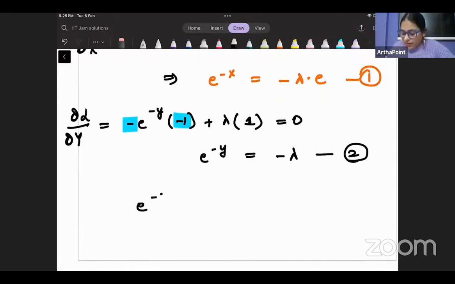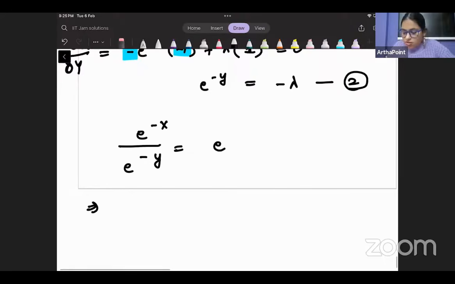Divide 1 by 2 quickly. E to the power minus x by e to the power minus y will be e. बेटा from here बहुत ध्यान से सुनो मेरी बात को. Base is same ना.